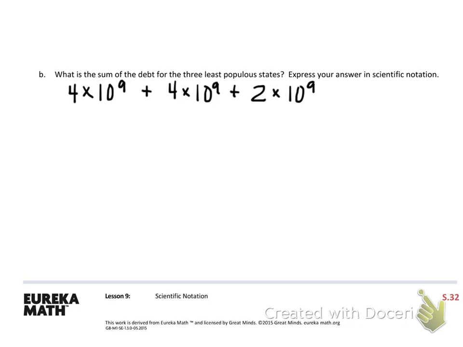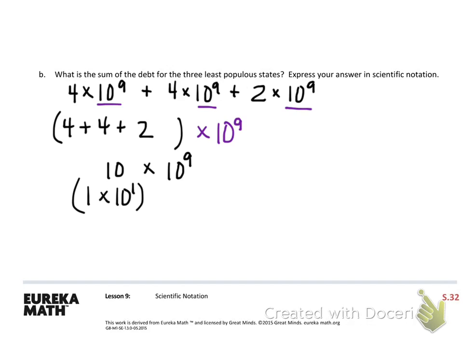This one, I want the sum of the debts for the 3 least populous states. So that's, going back to the table, that's 4 times 10 to the 9th, which is, let's look at it, is that 4 billion, right? 4 billion. So 4 times 10 to the 9th plus 4 times 10 to the 9th plus 2 times 10 to the 9th. And I can again factor out that 10 to the 9th and put into the parentheses the 4 plus 4 plus 2, which adds up to 10 times 10 to the 9th.